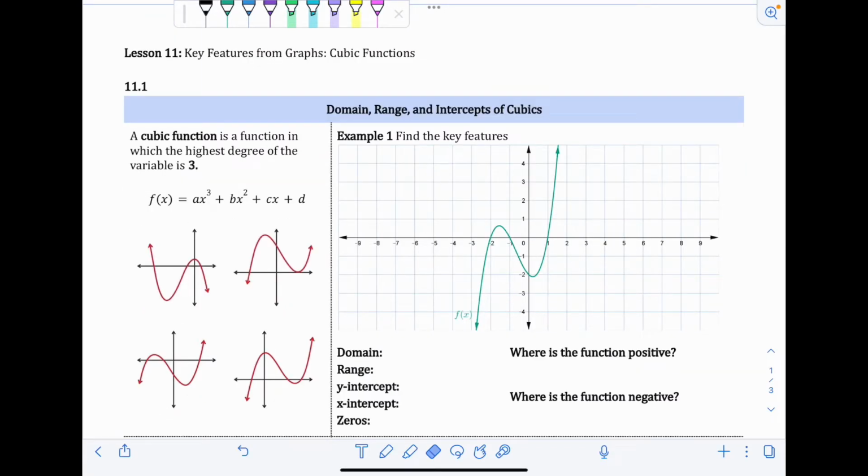Lesson 11 is key features from graphs of cubic functions, and we've done key features from quadratic function graphs. So this is a similar lesson, just a new type of function to analyze. So 11.1 is domain, range, and intercepts, x and y intercepts of cubic functions.